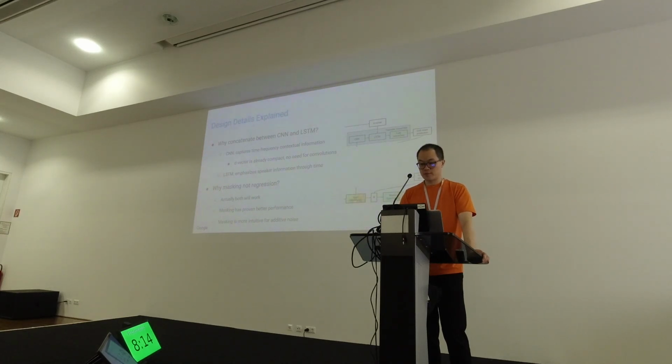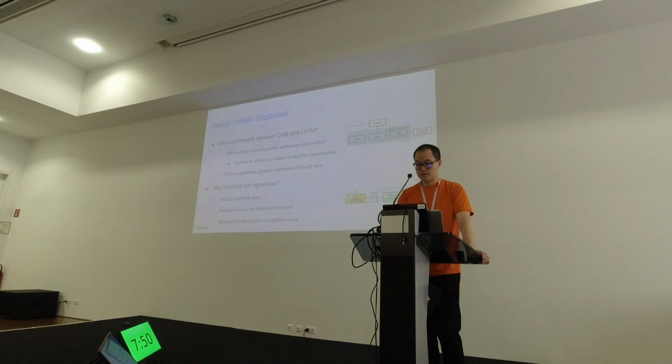Here, I will explain some of the design details. First, we concatenate the D-vector with the noisy spectrogram between the convolutional layers and the LSTM layers. This is because convolutional layers are used to capture the context information, but the D-vector is already very compact. So there is no need to put it before the convolutional layers.